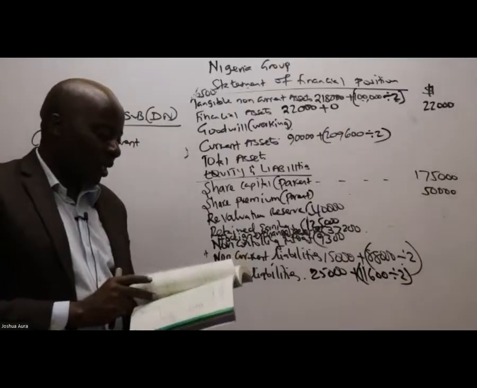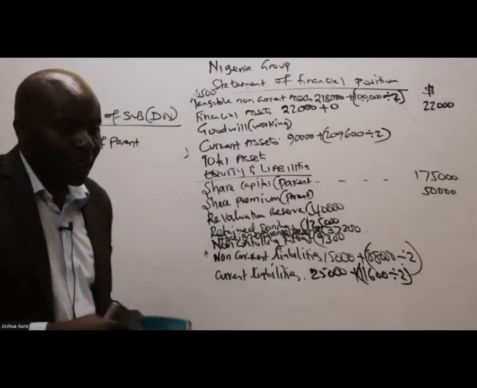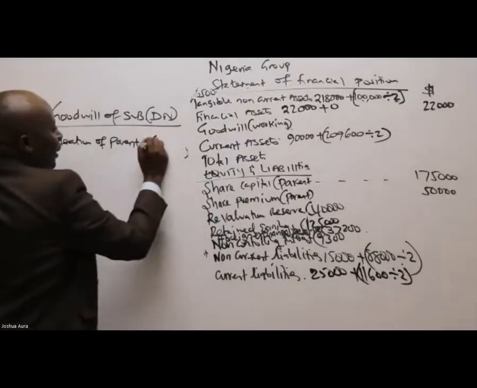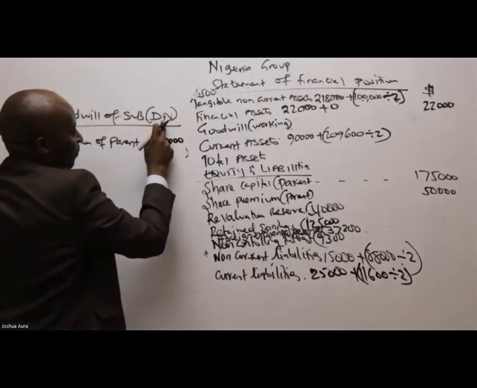They're not talking to me. Perhaps they don't have the question. So Mary tells me the parent paid 400,000. And this has to be in terms of the DN.